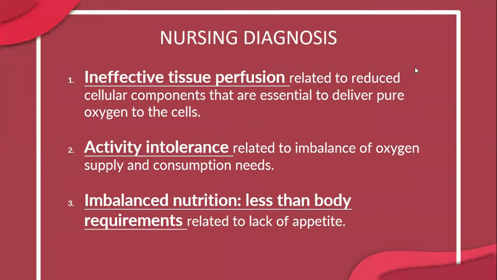Nursing diagnosis: first is ineffective tissue perfusion related to reduced cellular components that are essential to deliver pure oxygen to the cells. Next is activity intolerance related to imbalance of oxygen supply and consumption needs. Third is imbalanced nutrition less than body requirements related to lack of appetite.